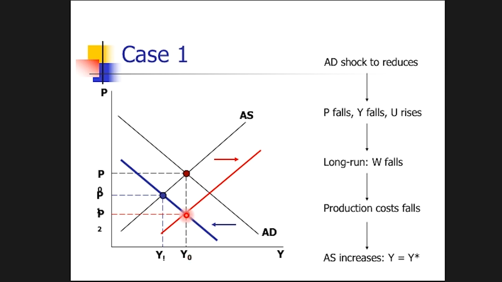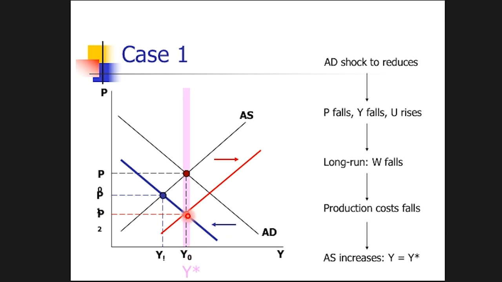At the new equilibrium, this point, all markets, meaning the labor market and the goods and services market in this model, are in equilibrium. So there will be no more change. And the economy has the long run equilibrium.